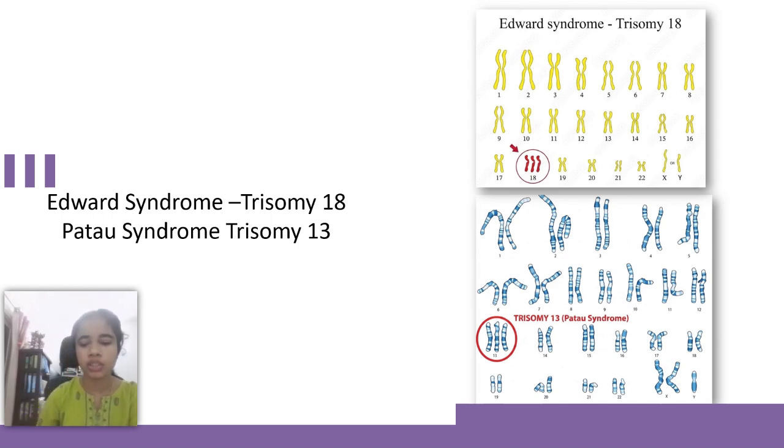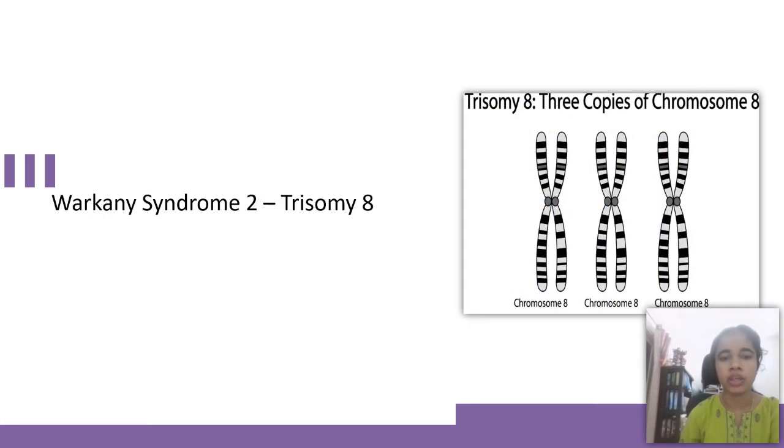Now moving on to a much rarer trisomy, trisomy 8. Here there is an extra copy of chromosome 8. The condition is called Warkany syndrome 2. Because not every cell is affected, the impact varies from person to person. So some children will have mild features while others may require extra medical and developmental support.